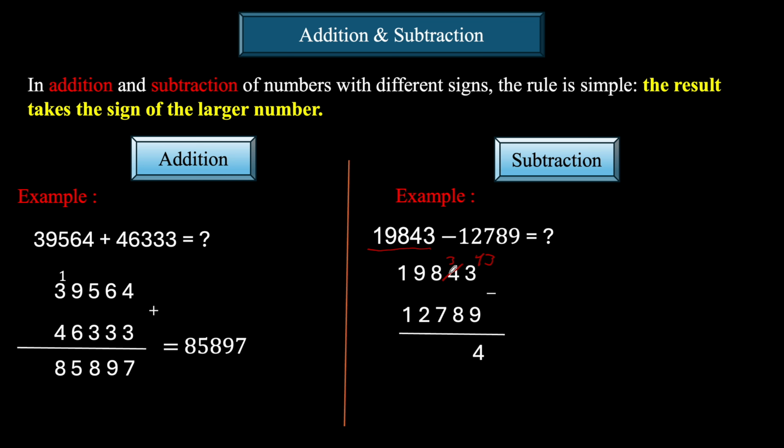4. 3 minus 8 doesn't work. So take 1 from 8. Here we have 7. Here we have 13. 13 minus 8, 5. Here we have 7, as I told you, because we took 1 from 8. So 7 minus 7, 0. 9 minus 2, 7. 1 minus 1, it's 0. You're not obliged to write it, because if you have 0 on the left, it doesn't count. So we have the result here.